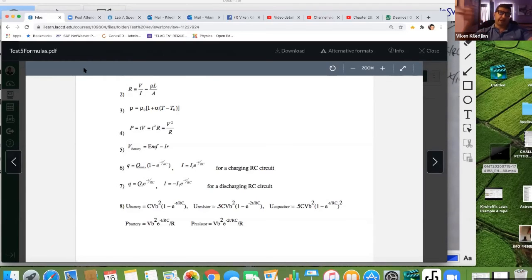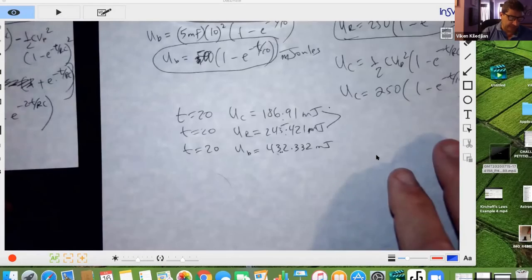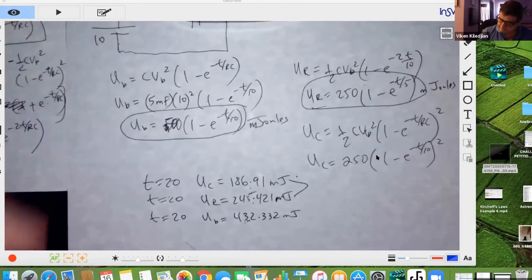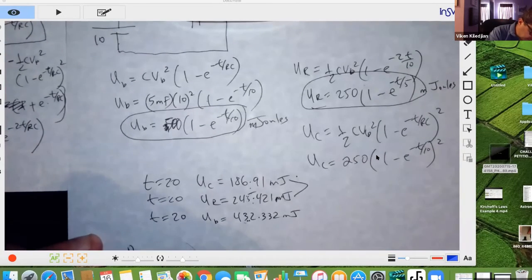Power is the rate at which you're producing or losing energy, right? So maybe the answer lies in the power equation. What would the power equation look like? The power equation of the resistor is going to be what? Well, let's start with the battery.